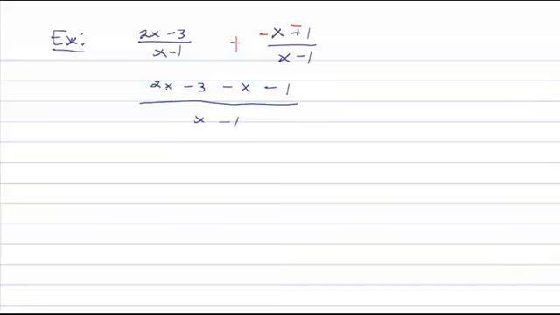Combining like terms, we have 2x and negative x, so that gives us x. We have negative 3 and negative 1, that gives us negative 4 over x minus 1. We look to see if we can simplify, but neither the numerator nor the denominator can be factored, and there are no common factors.